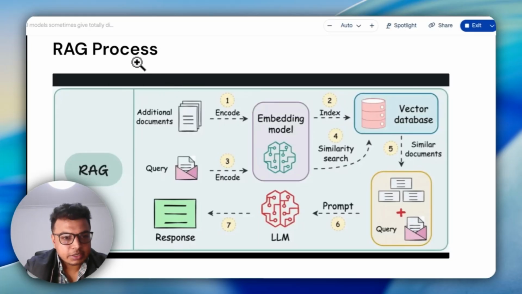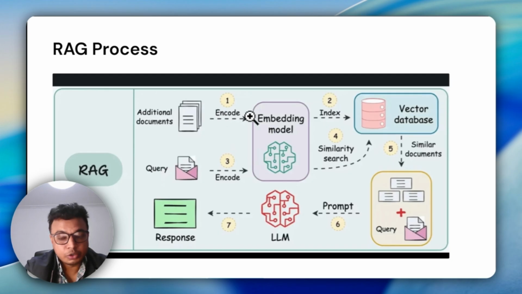Alright, so let's understand the RAG process in detail using this diagram. First we take a document, for example a PDF file, then we convert this PDF file into embeddings, into numbers, using specific embedding models. OpenAI has their own embedding model, Google has their own embedding model, Mistral has their own embedding model, so there are so many providers that have their own embedding models.